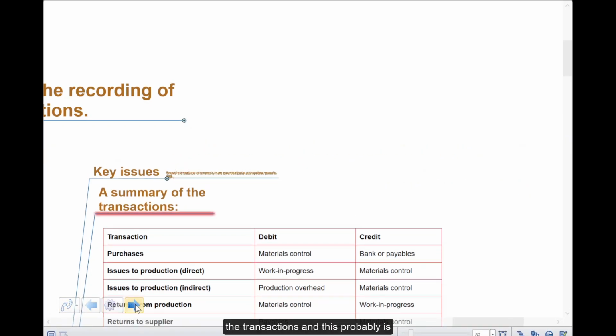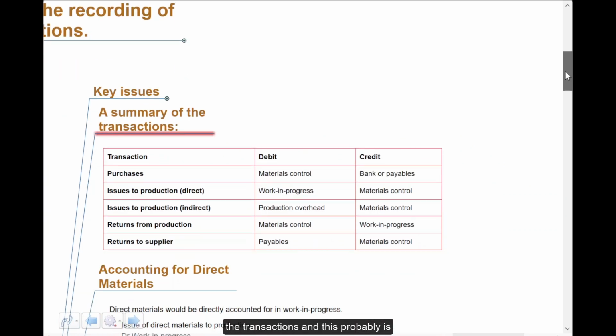Now, in terms of the transactions, and this probably is the most important section here, rather than the double entry, certainly in my opinion, when you look at the past questions, an understanding of what's going on here is absolutely key to us, rather than necessarily debit and credit. So, when we think about the transaction of, let's say, purchases, basically the purchase is to the materials control account, which, if you will, is the master account.